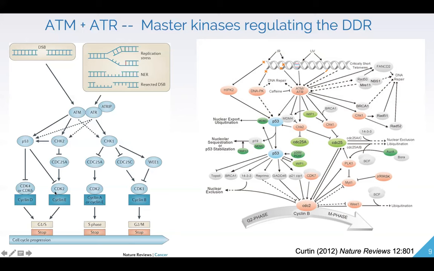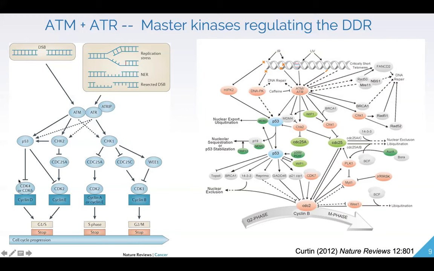P21 expression, which will then bind to CDK2 as well as 4 and 6, but this is a little bit less important, but CDK2 primarily. And when CDK2 is bound by P21, its activity is shut down and G1 to S transition is prevented.